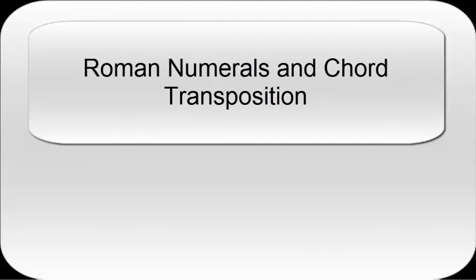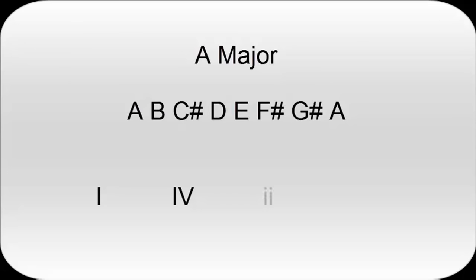Let's take a closer look at the Roman numerals we used in the last video. Remember, we were using the scale A major, and we had the chord 1, 4, 2, and 5. First, I'd like to point out that 2 is lowercase. That just means it's minor. And logic would lead us to uppercase, meaning major, which is actually the case.